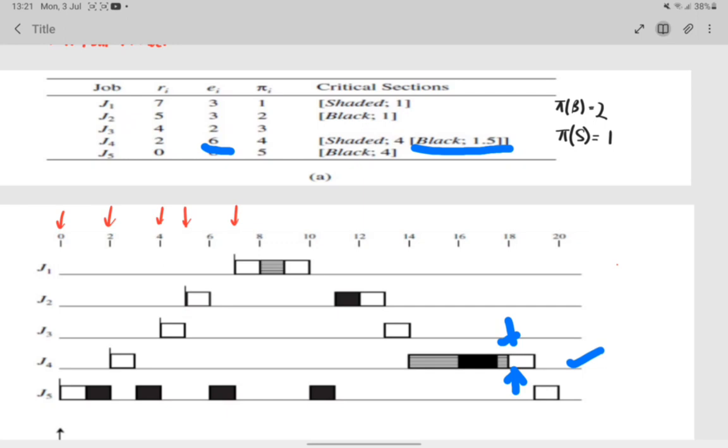So for job 5, you can see it has another unit because the execution time of job 5 is 6. So 1, 2, 3, 4, 5, 6. So the execution here is all done, and that's all from me. Thank you.